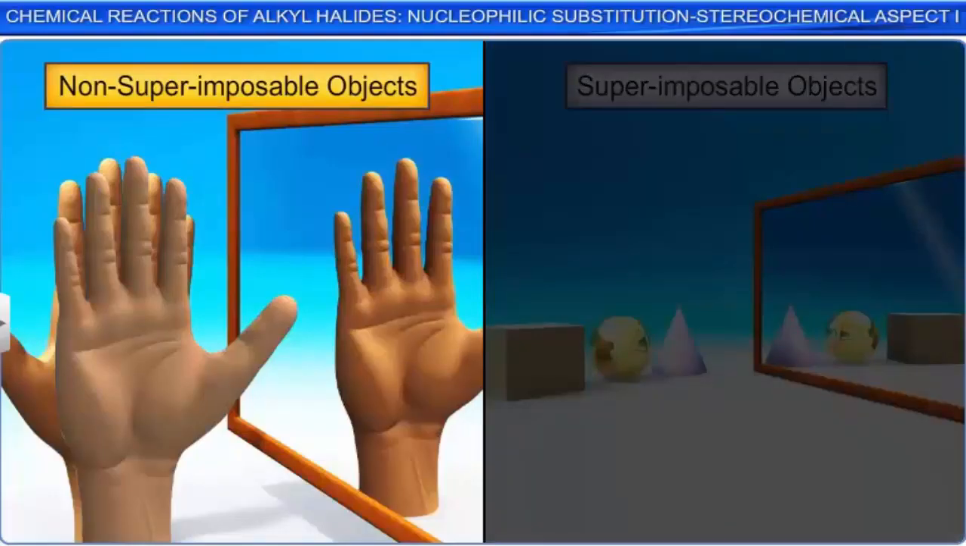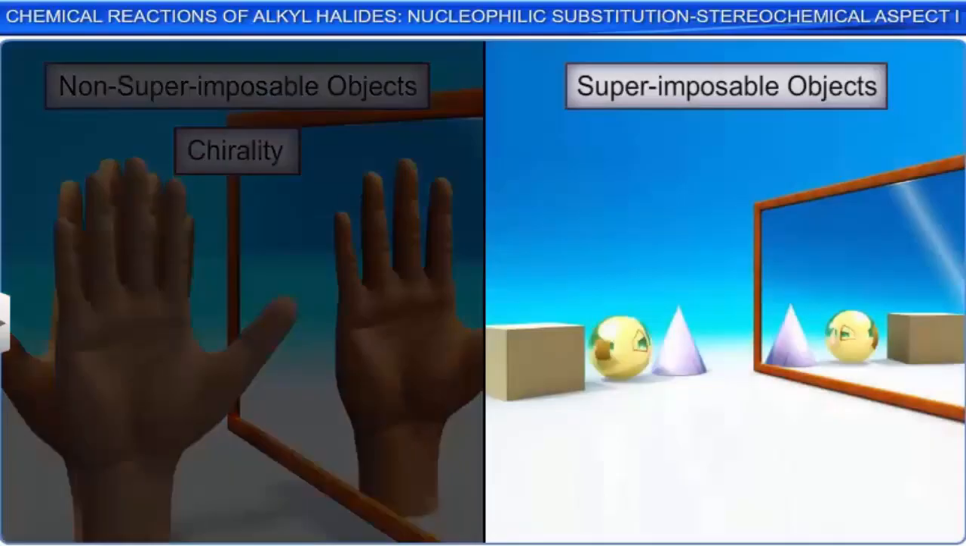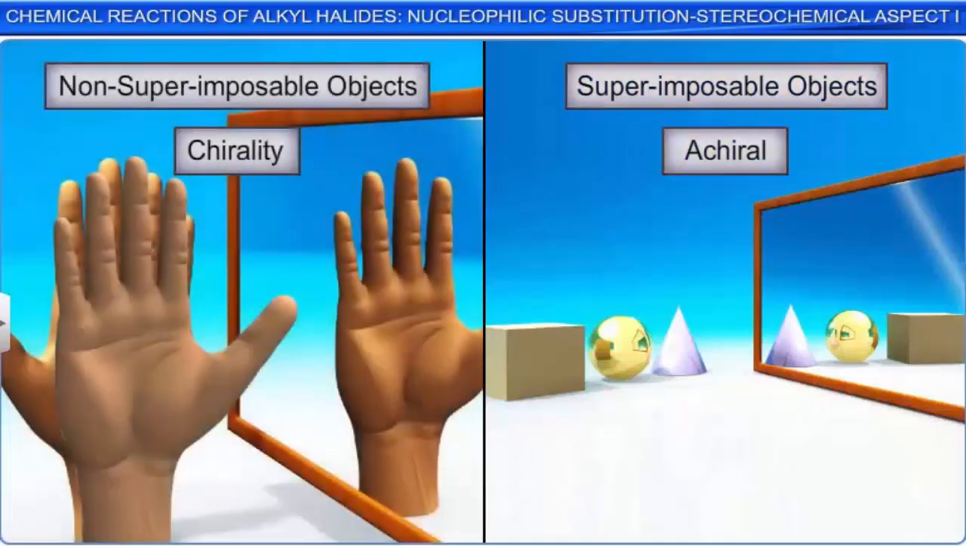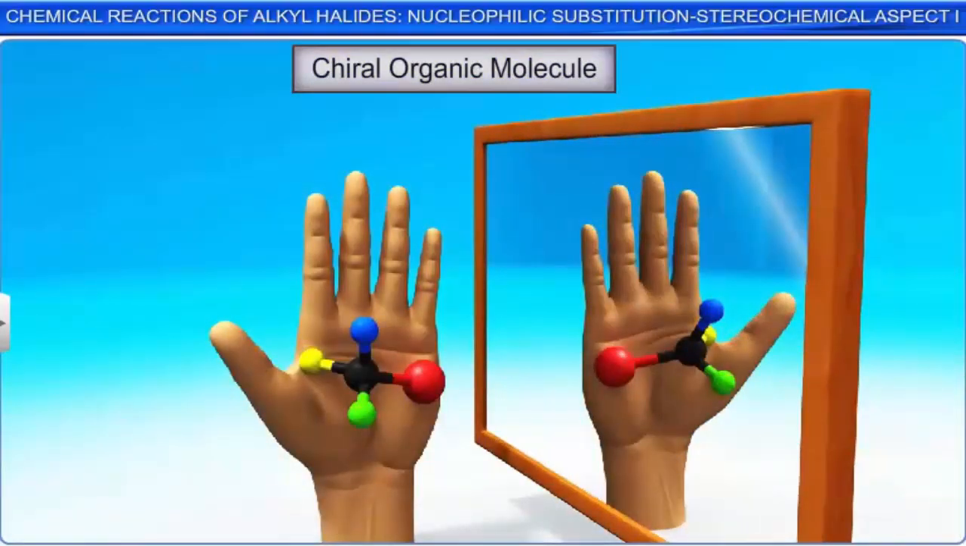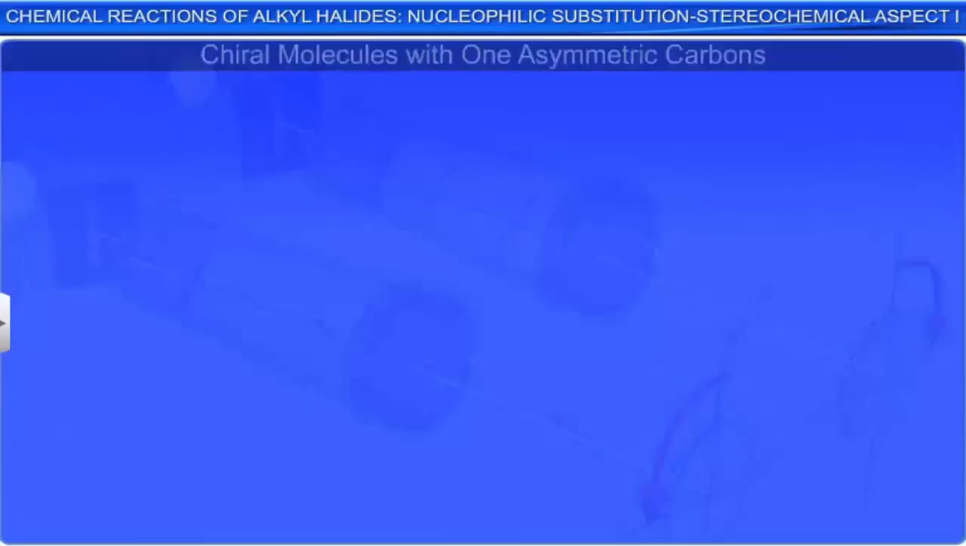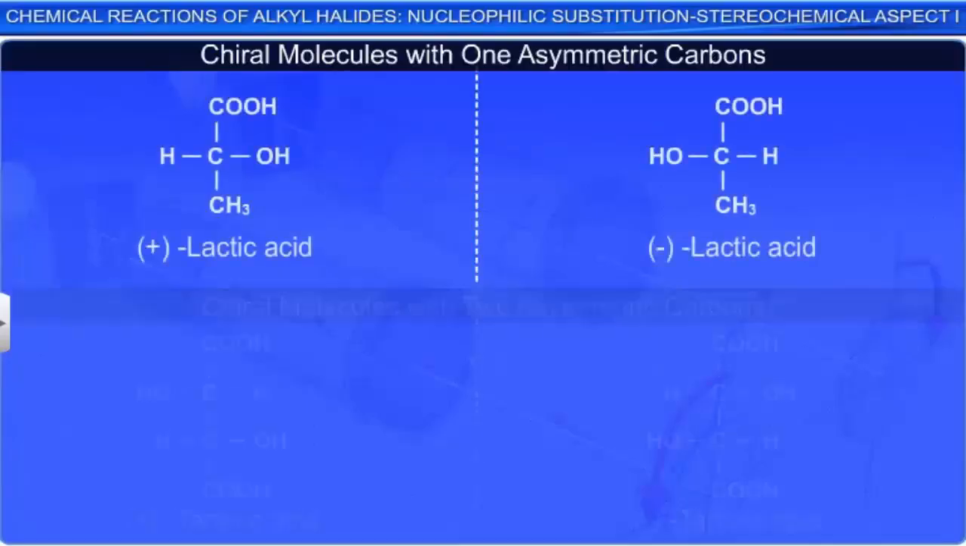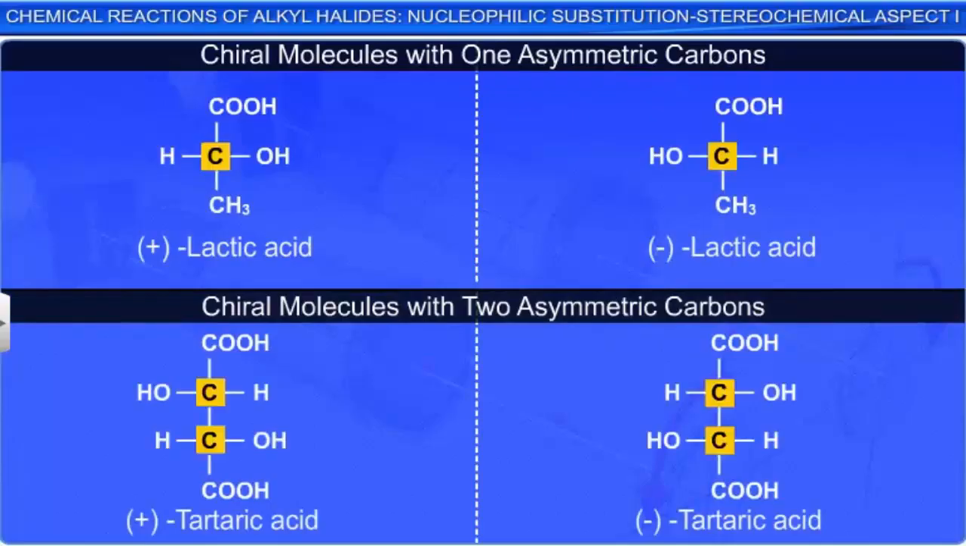Objects that are non-superimposable on their mirror images are said to be chiral, and this property is known as chirality. On the other hand, objects that are superimposable on their mirror images are called achiral. Let us apply this concept to organic molecules. Chiral molecules may contain one or more asymmetric carbons or stereocenters. An asymmetric carbon is represented with a star on it.